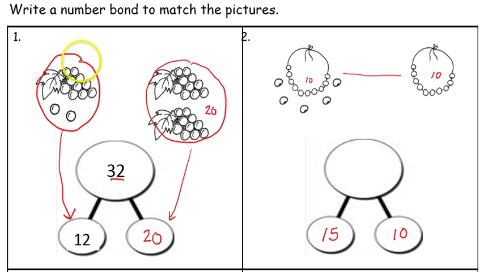And now I'm going to combine the two pictures. Well, if I have 15 and 10, I have one 10 and 5 plus another 10. That would give me two 10s and 5, or the number 25.